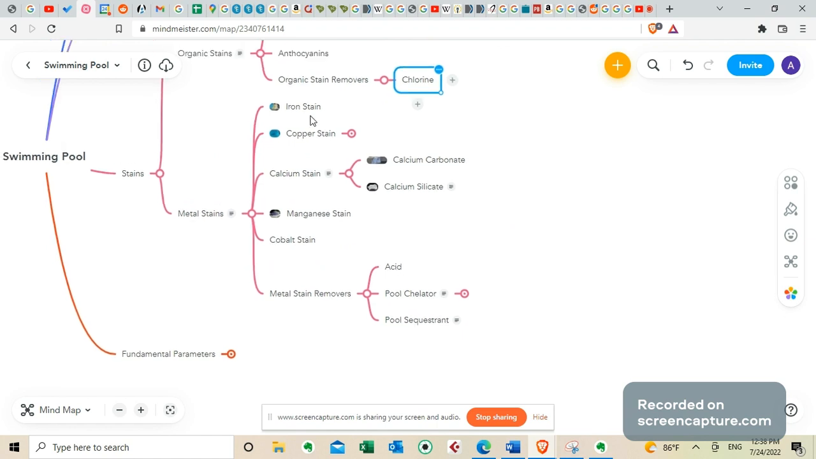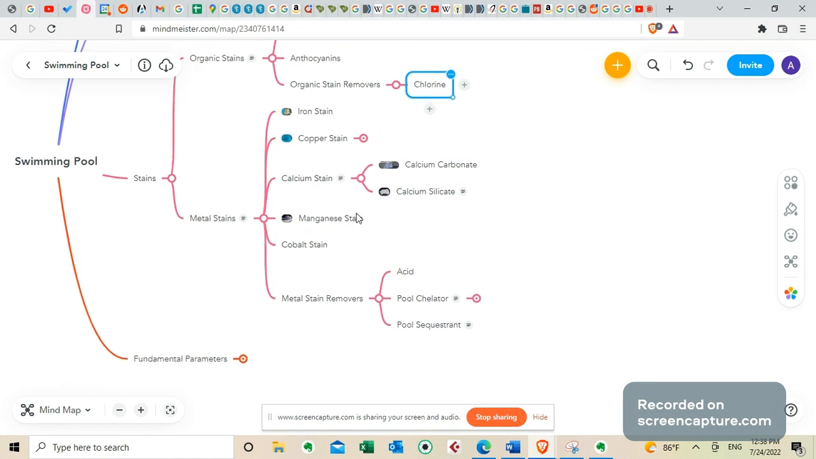The reason is that you need two things to form a metal stain: you need the metals to be present and you need the pH to be high. If the metals are present but the pH is low, you're not going to see metal stains, right? If the pH is high but there's no metals, you're also not going to see metal stains. They have to exist together, okay? And that goes for iron stains, copper, calcium, manganese, and cobalt. So the high pH will cause the stain to appear. So what you do is you add acid.